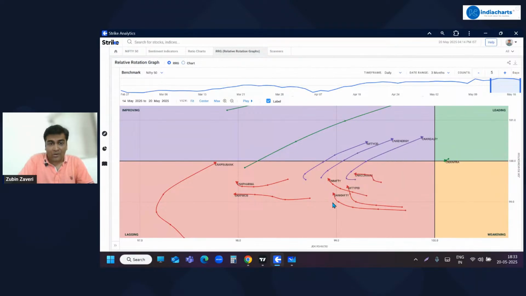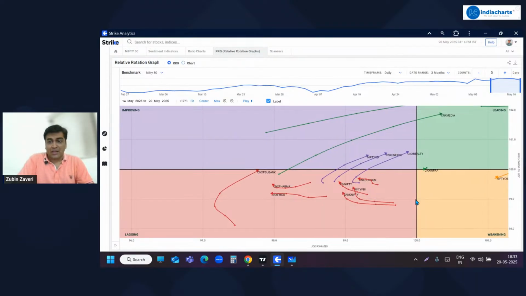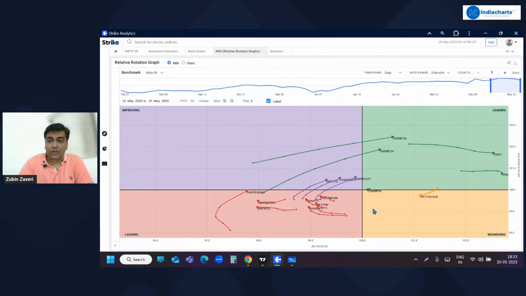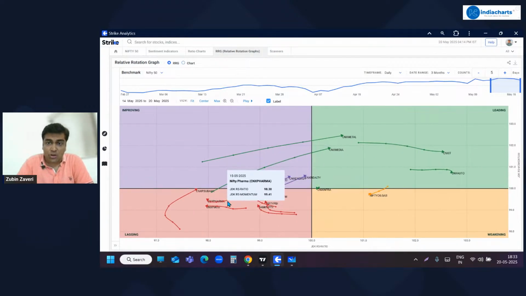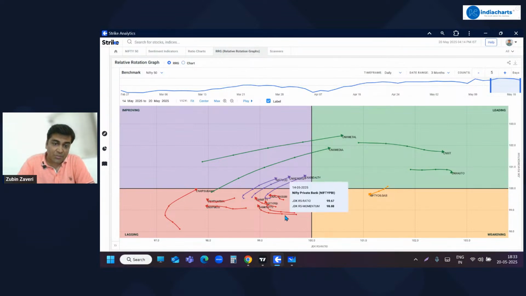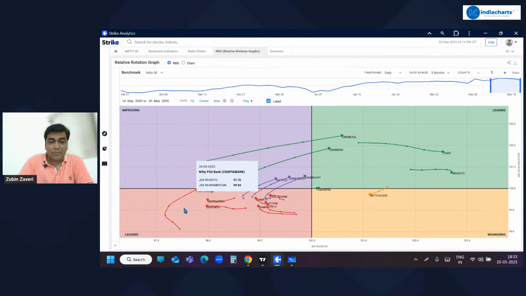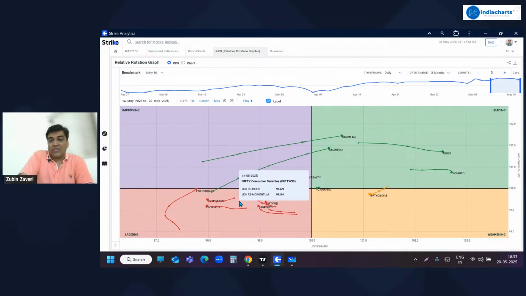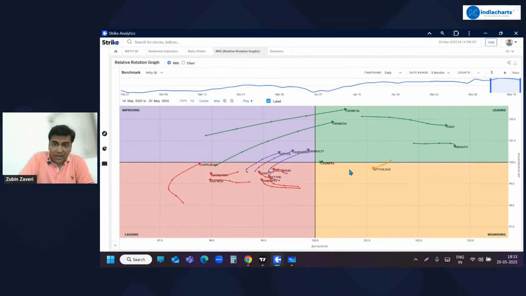All right, so again, coming back to something: any sector which is going in the north east direction is something that we will prefer in a bullish market. And if the market is bearish, something which goes towards the southwest is something that we can prefer. So if the market tomorrow starts going down, we will try to find out whether these sectors are entering into the lagging quadrant or not.